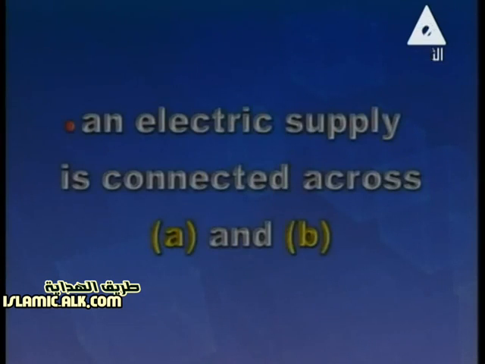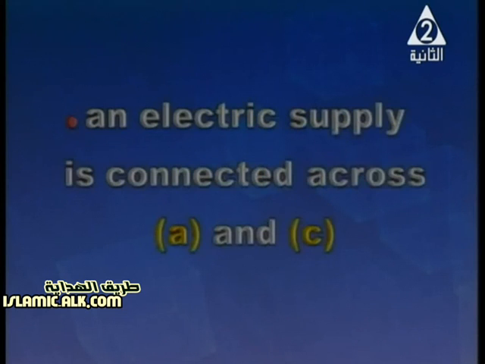If an electric supply is connected across AB and an electric supply is connected across AC. First of all, we have to calculate the value of the resistance of the wire. It is V over I.